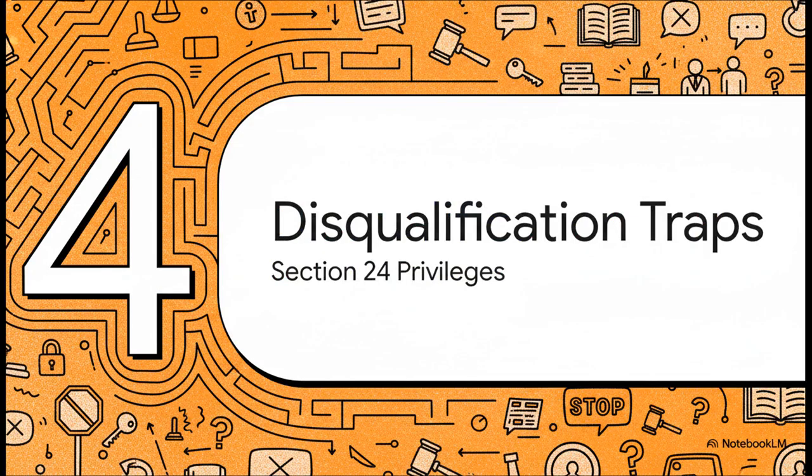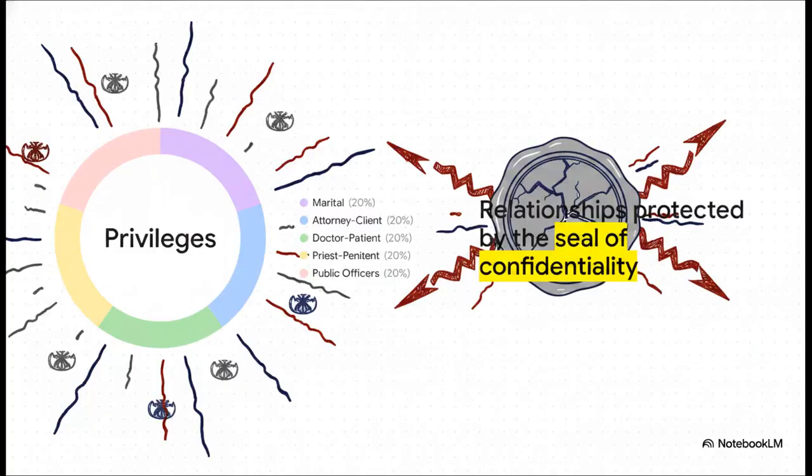All right, on to Section 4, Testimonial Disqualification Traps. Under Section 24, we've got 5 core relationships protected by the seal of confidentiality. But listen, the bar exam isn't going to ask you for the general rule. No, they are going to test you on the exact moment those seals break. That's where the real traps lie hidden.